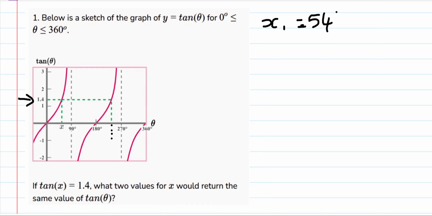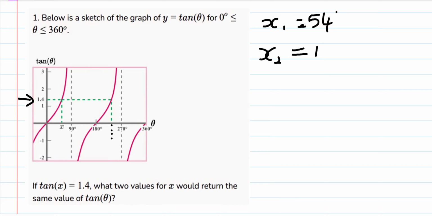Now, to find x2, or the second solution, we need to know a key property of the tangent graph, which is this. Tangent graphs repeat values every 180 degrees. And so if we know our first solution, we can add 180 degrees or subtract 180 degrees from it to obtain the second answer as needed. We can see here that our second solution should be greater than our first one, and so we need to add 180 degrees onto it.